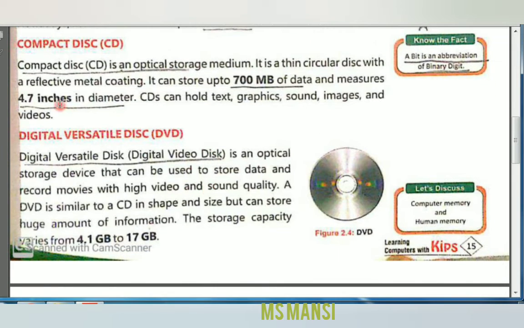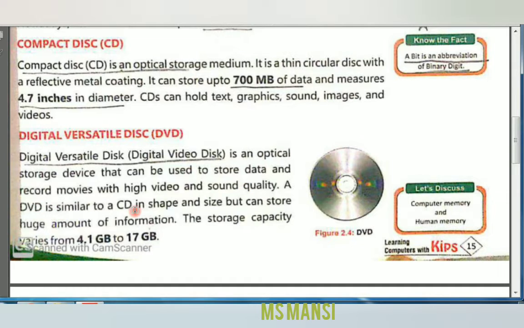Next is the digital versatile disc, DVD. The full form of DVD is digital versatile disc, or we can also call it digital video disc. Both are correct. It is also an optical storage device. And why is DVD used? It is used to store data, and it also records your movies with high video and sound quality.